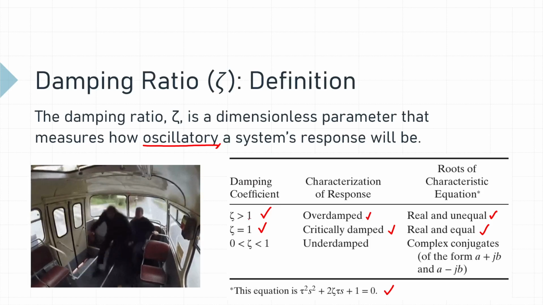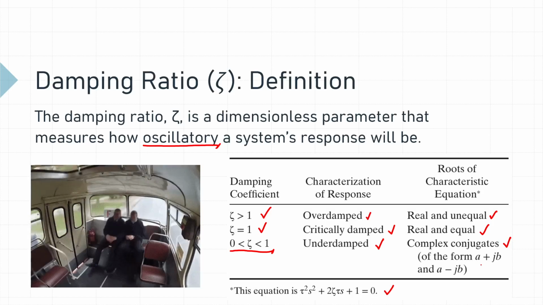Finally, if your damping coefficient is between 0 and 1, the response is called underdamped. This is when the roots of the characteristic equation from the general form are complex conjugates, which take the form a plus or minus jb.